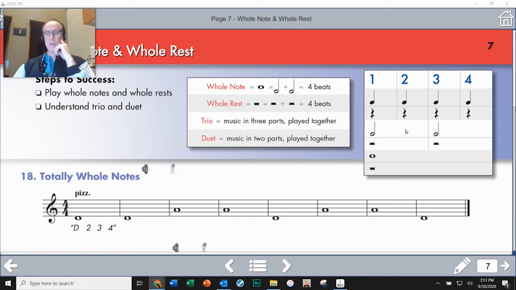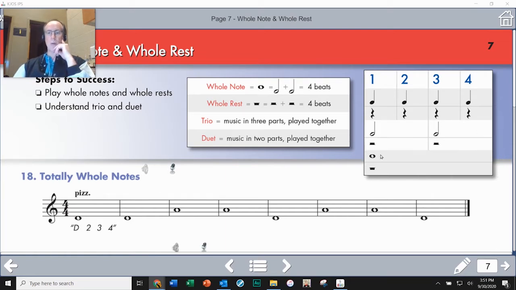We talked about half notes last time. Half notes are 2 beats, so it takes up a bigger space here in the chart because it's a longer note. So it's going to be like pluck, pluck. On your instrument, it'd be like pluck, 2, and then pluck, 4.